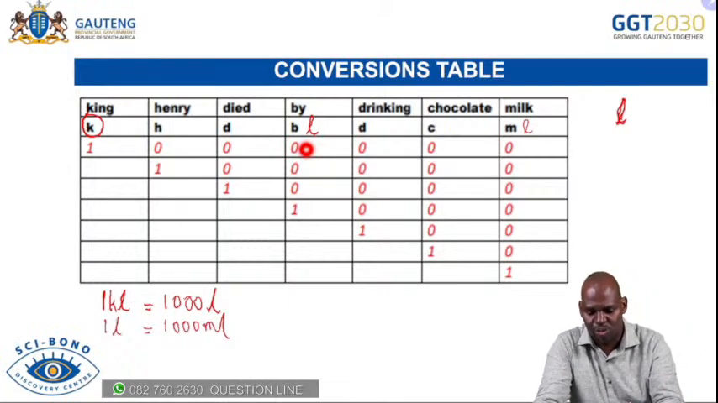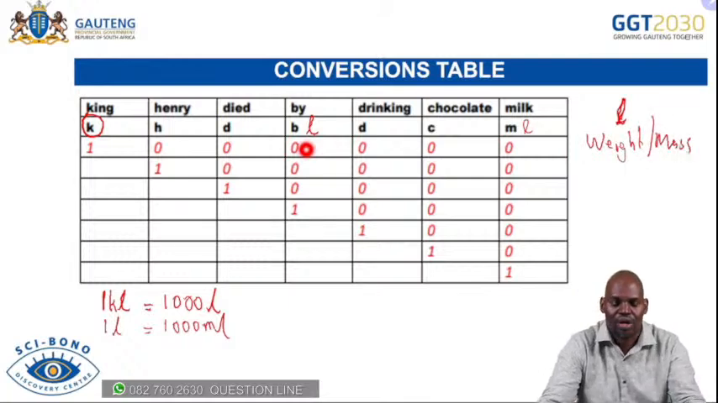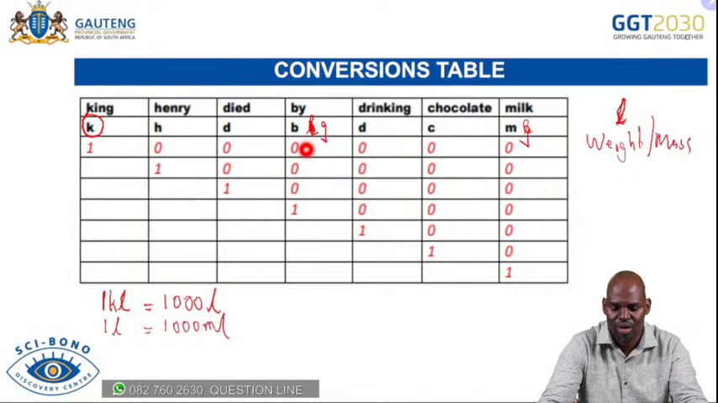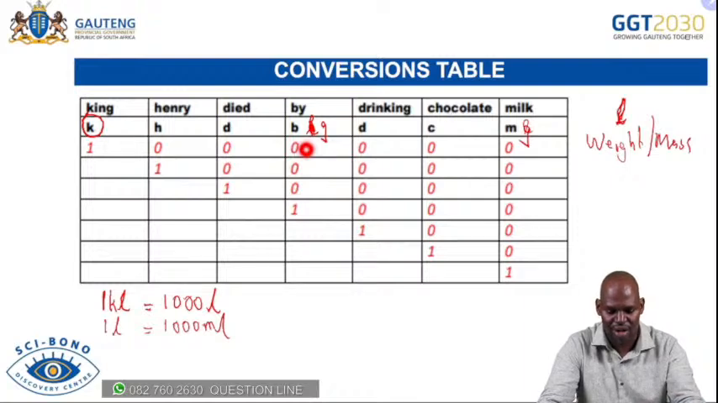Okay, we didn't speak about weight or mass. We can also use the very same table. This now will be a kilogram, and this will now become a gram, and this will become a milligram. We only use these three: kilo, gram, and milligram. Don't worry about the other units, as long as you are able to find the conversion factor there.